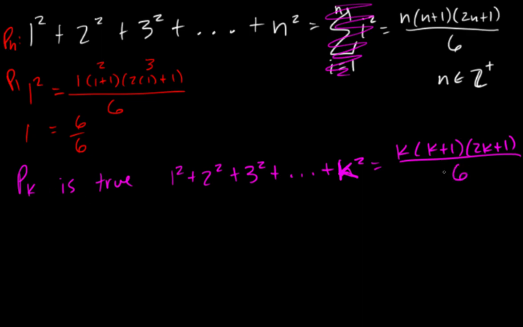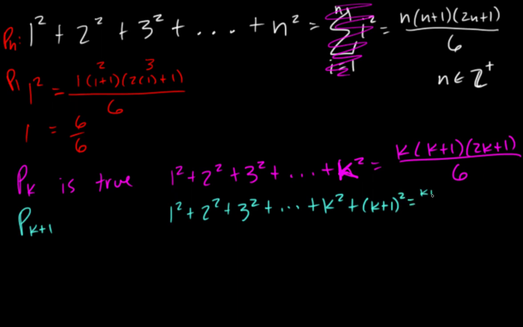Now, we're assuming that's true, and then we're going to prove P of k plus 1 is true based on knowing that that is also true. So P of k plus 1 is going to be 1 squared plus 2 squared plus 3 squared plus dot dot dot plus k squared plus 1 more, which is (k plus 1) squared. And then on the right side, all the k's are going to turn into k plus 1s.